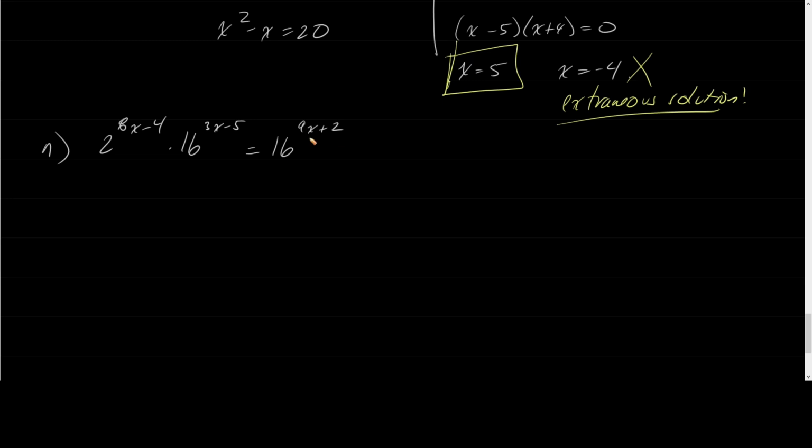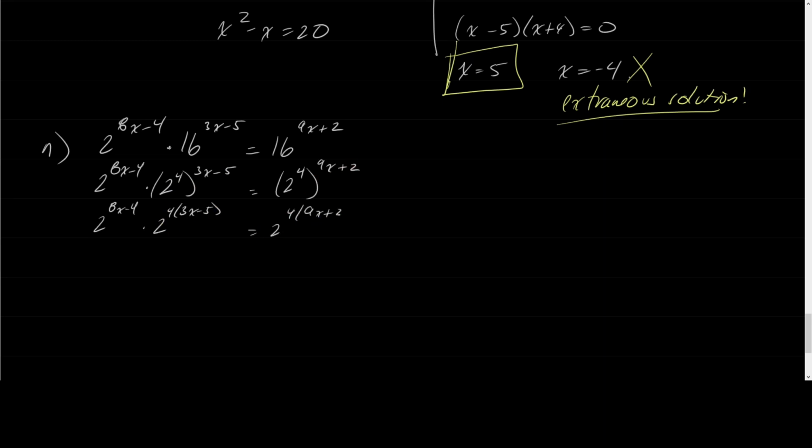In here, the very first thing I'm going to do is put everything to the same base. 16 can be written as base 2 in the following manner. 16 is just 2 to the 4th, and we have that raised to 3x minus 5. And here again, we have 2 to the 4th raised to the 9x plus 2. And that 4 is an exponent. So from rules of exponents, we can rewrite this as follows. This 4 can be multiplied to this exponent. Same thing for this one. That's just from rules of exponents.